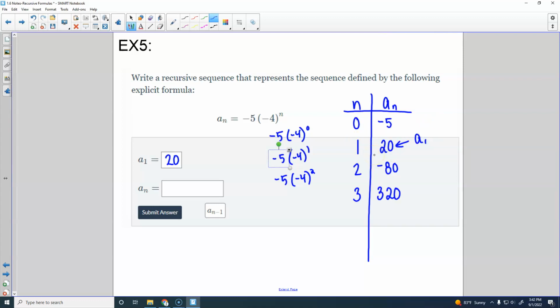And then for our a sub n equals, for our recursive formula, we're just looking for the pattern. So we're looking for what's happening here. We can see that we're alternating between negative and positive, so we should be multiplying by a negative number here. And then negative 5 times negative 4 is going to give you 20. 20 times negative 4 is going to give you negative 80, and so on. So we're multiplying by negative 4. So we'll have negative 4 times a sub n minus 1 is what we'll type into that box there for that one.